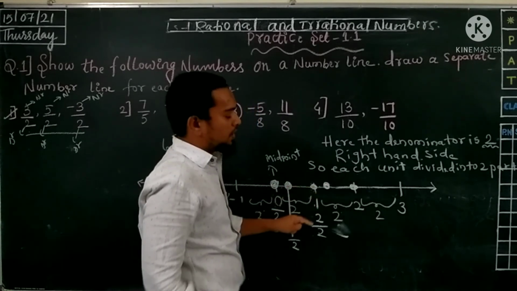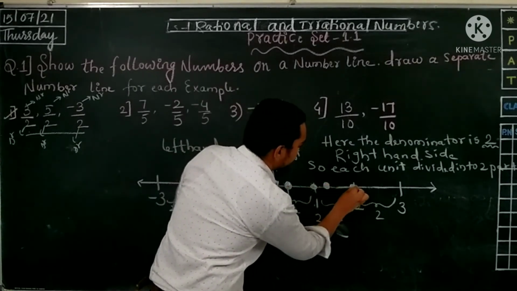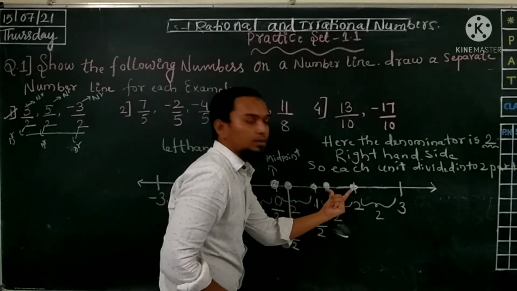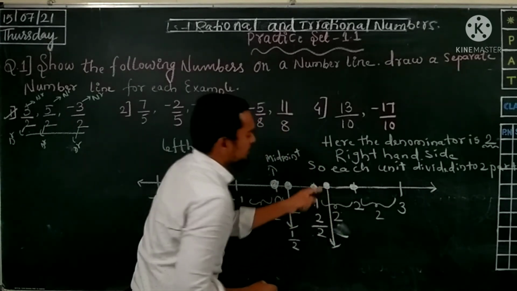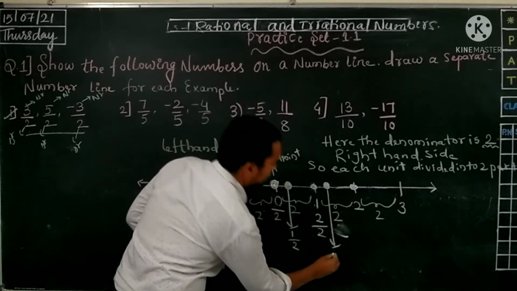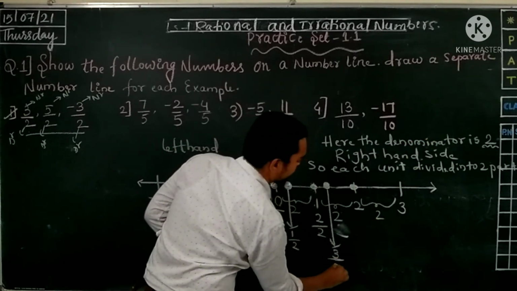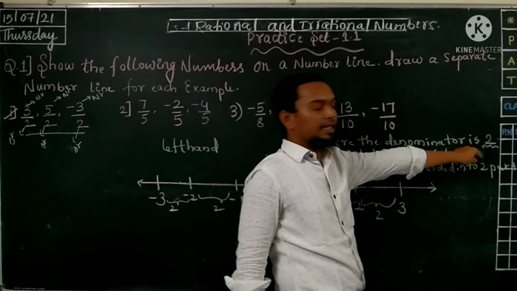Now point out two points on a number line. This is 1 and this is 2. The difference between two numbers is 2 units. This is considered as 2. This is 3 point, 3 upon, and the denominator is 2. Why are we taking denominator 2? Because here the denominator is given.